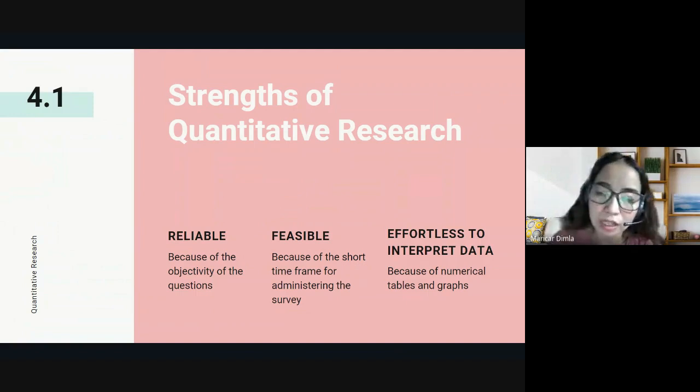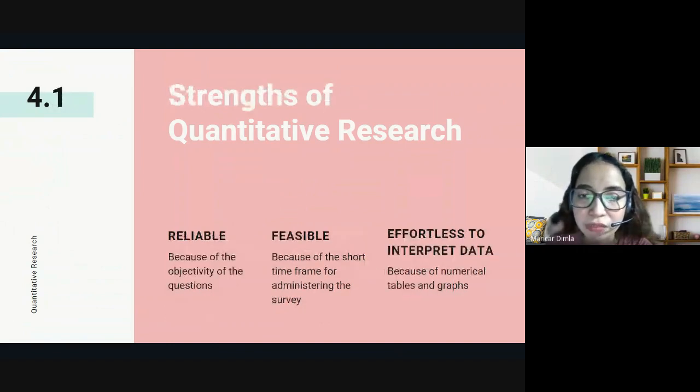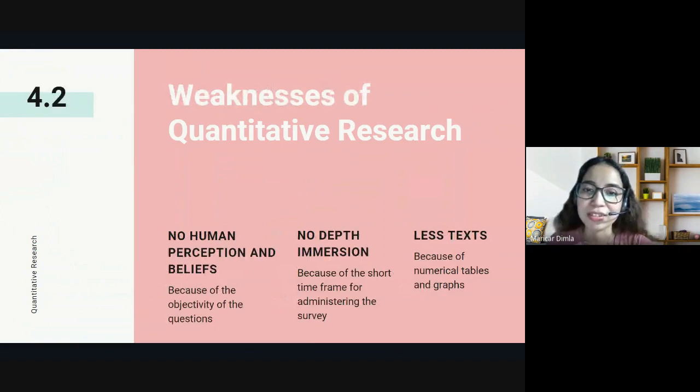Okay, now take a look at the weaknesses of a quantitative research, which actually are the exact opposite. Imagine, okay, these are the weaknesses and these are the strengths. What have you noticed? Kung ano yung strength, ganun din ang weakness. Okay. Number one, no human perception and beliefs. Kasi nga, you need to observe the objectivity of the questions. So there's no need for follow-up questions and to determine the perceptions or the sides of the respondents, why they ended up with that answer.